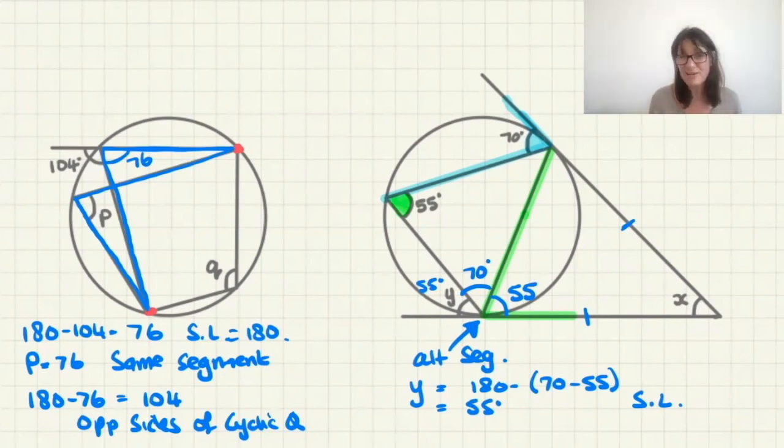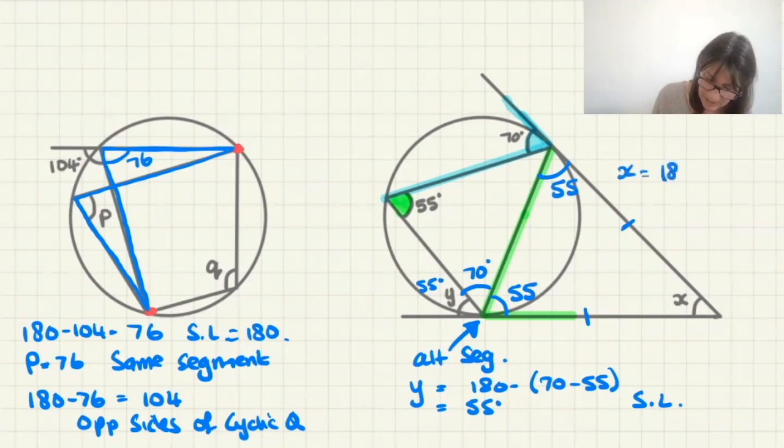My X is actually really simple at this stage because of the fact that I have an isosceles going on here. I have already found a 55 here, which was rather lovely. That means that this over here must be 55 as well. So X is going to be equal to 180 take away 110. So X is going to equal 70 degrees.